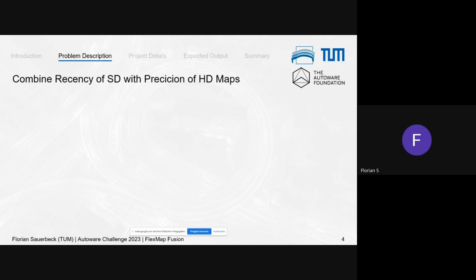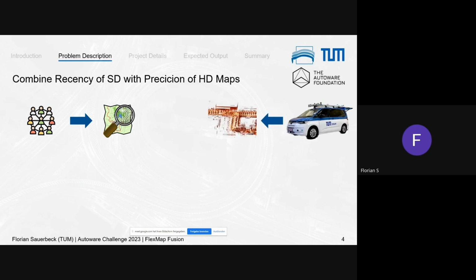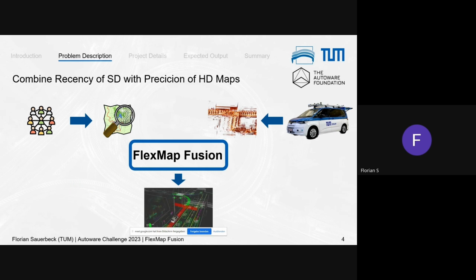So what do we want to do? Basically, we want to use the advantages of SD maps, namely OpenStreetMaps, which is community-based. And the community really manages to have great maps there, lots of really recent information. And we want to bring this together with the information that we can create and we can map with our research vehicle, Edgar. Fuse all of this together and get nice HD maps that we can use within the Autoware software stack.